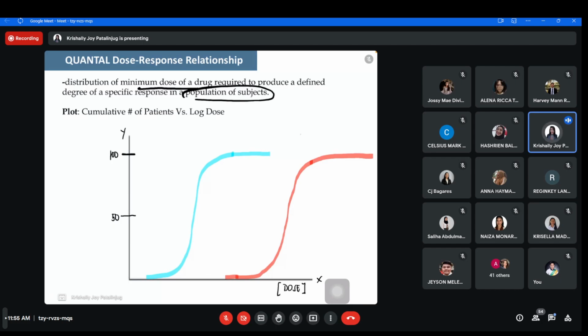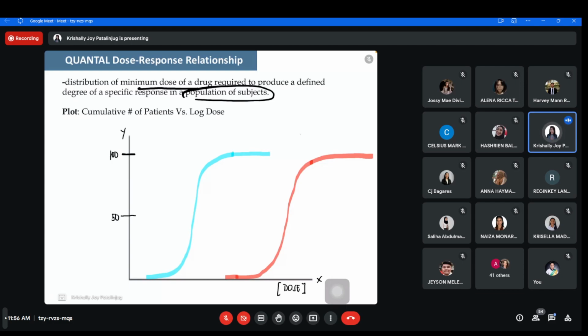Yung kanina graded dose more on focusing on individuals outcome nila on that drugs concentration given to them. Ito naman yung magiging outcome occurrence ng population, ng isang population being the subject, kung ano yung na-elicit nila na general response given that drugs dose. Okay? So again, sa quantal dose response relationship, we are focusing here more on the population dynamics.